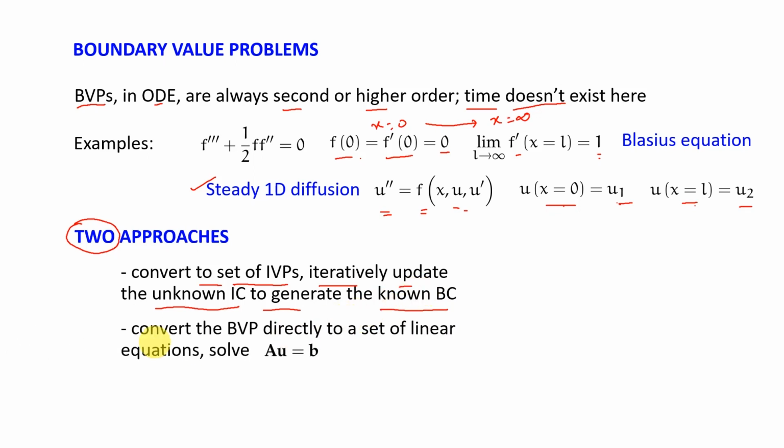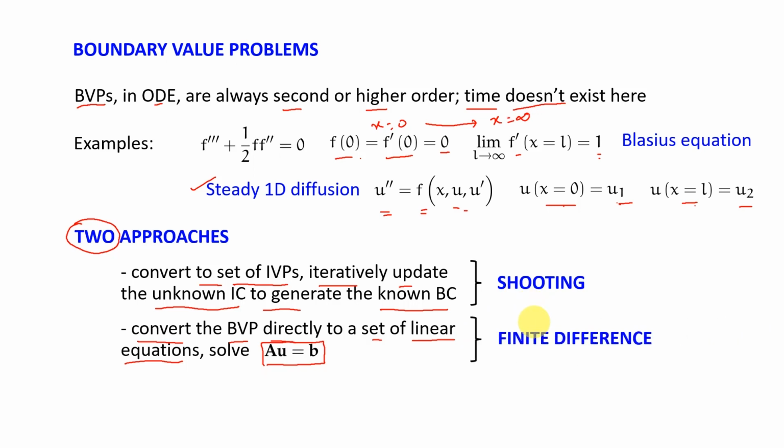If this is approach 1, approach 2 is that we take this boundary value problem and we don't get into the initial value problem. We directly convert this problem to a set of linear equations, meaning an AU equals B system, and then we solve this AU equals B system using some of the techniques that we have learned before. The first approach, which we are going to talk about in this lecture, is known as the shooting method. The second approach is the finite difference approach, or the same thing applied in finite volume or finite element methods. The finite difference approach is more generic in nature, and this is the approach we will continue with as we go to partial differential equations in our upcoming weeks.